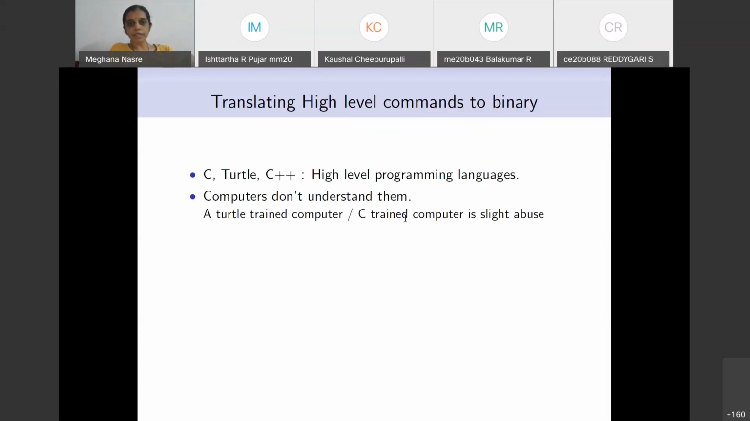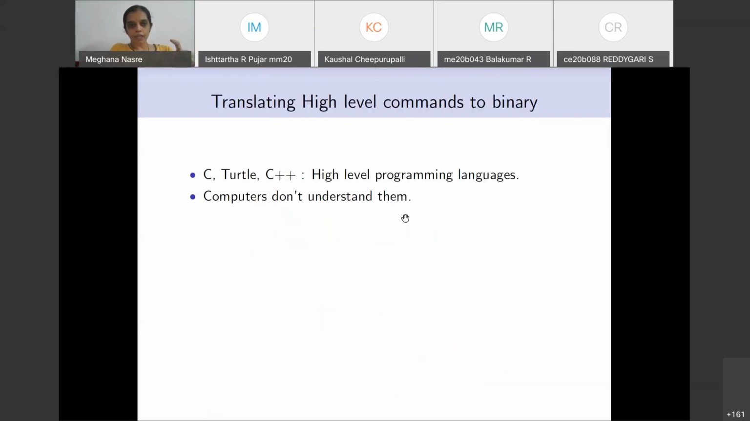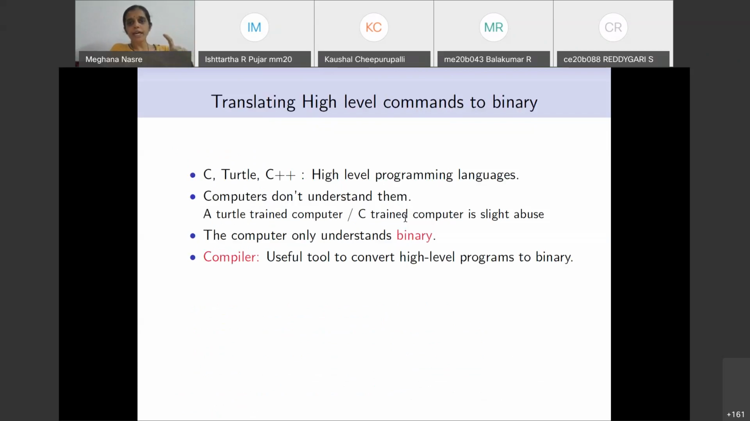A computer really does not understand the Turtle language or the C language or C++ or Java. The computer only understands binary. It understands 0 and 1. So there must be something which is going to convert a high-level program, which is our program that we showed on the previous slide, to something that the computer understands. And this is the task of what is called a compiler.